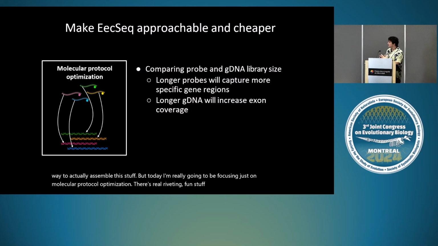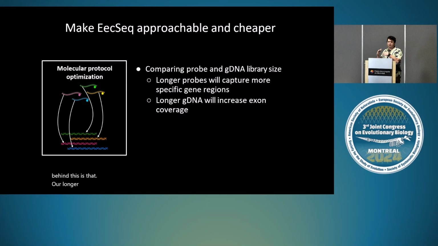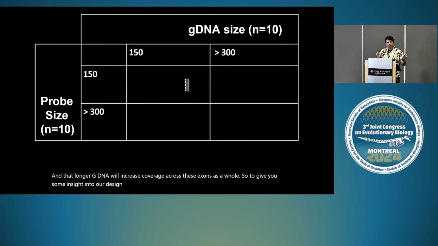In order to do this, we're going to be taking a look at probe and gDNA library size. Our thoughts are that longer probes may capture more specific gene regions by increasing the length of the region that's being captured, and that longer gDNA will increase coverage across these exons as a whole. To give you some insight into our design, we have probe libraries and gDNA libraries, each with 10 individuals: 5 subpopulations with 2 individuals within each of those populations.